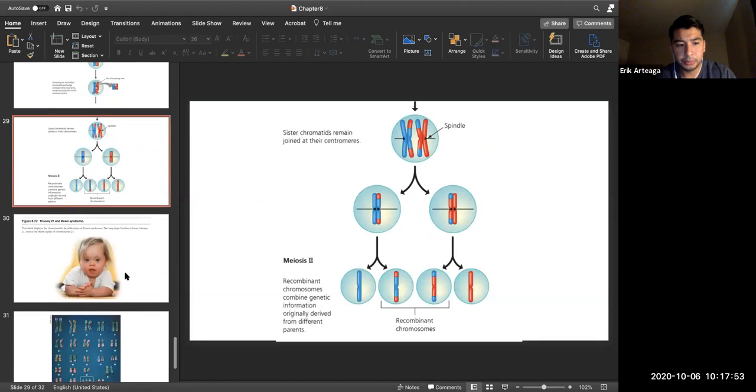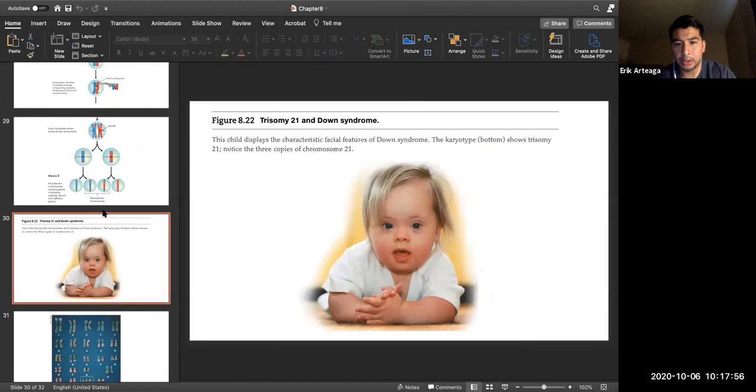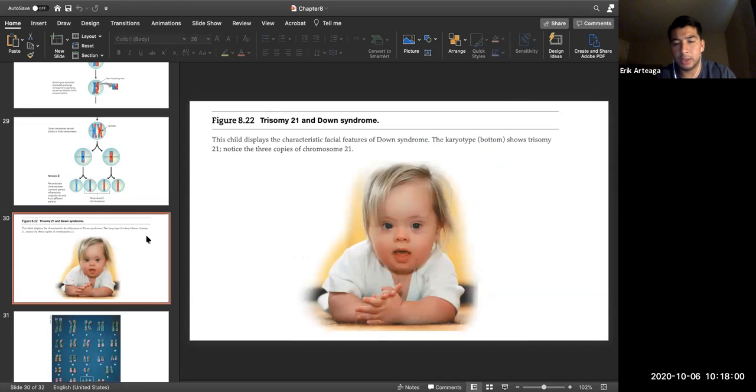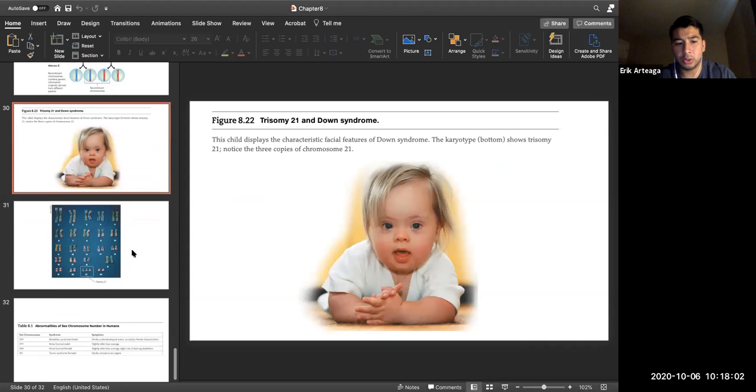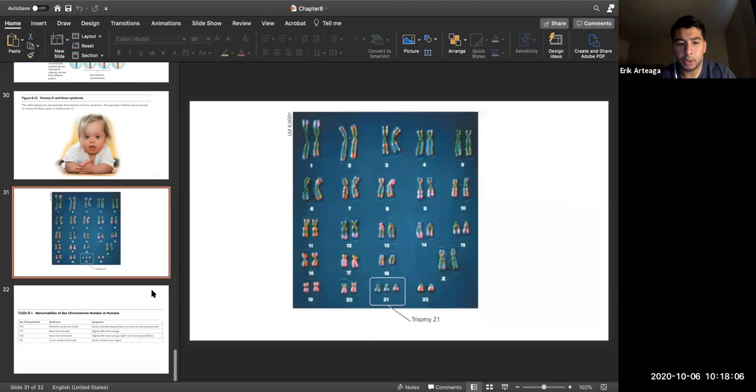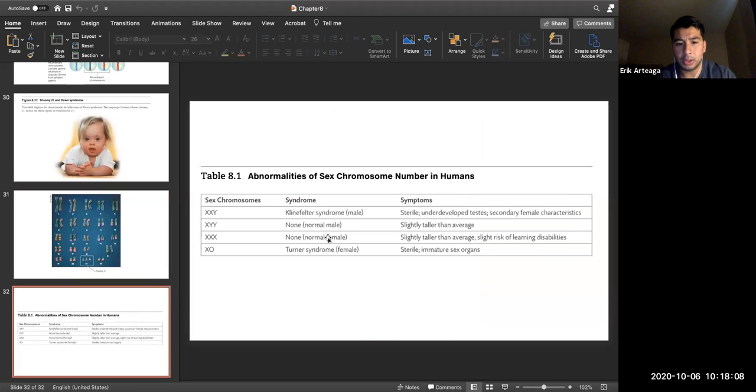All right. We talked a little about non-disjunction or issues with the separation. You could have Down syndrome. You have different types of genetic disorders if you have extra or you're missing a chromosome as well. Okay. We talked a little bit about this.